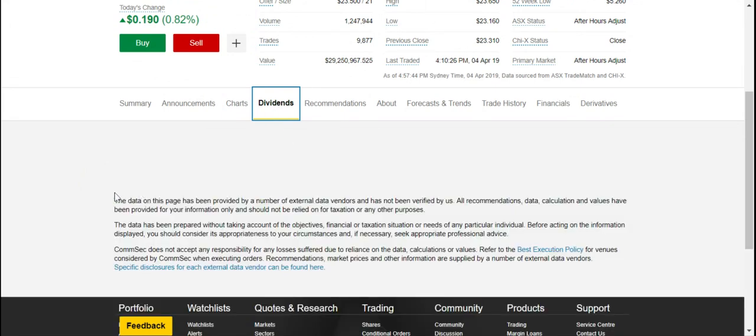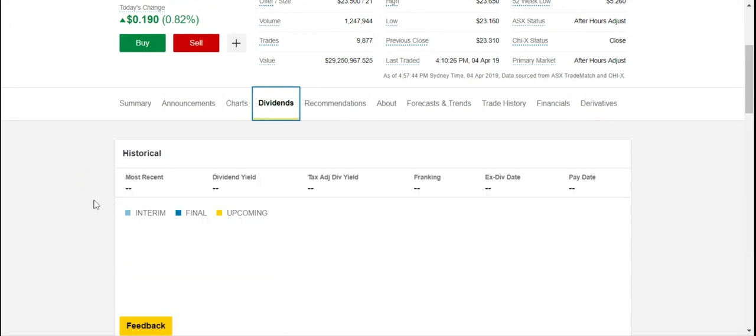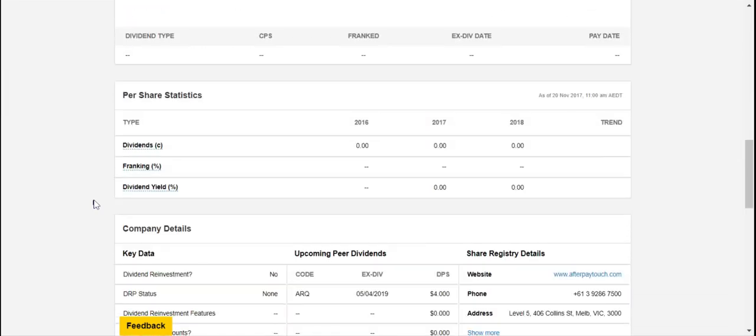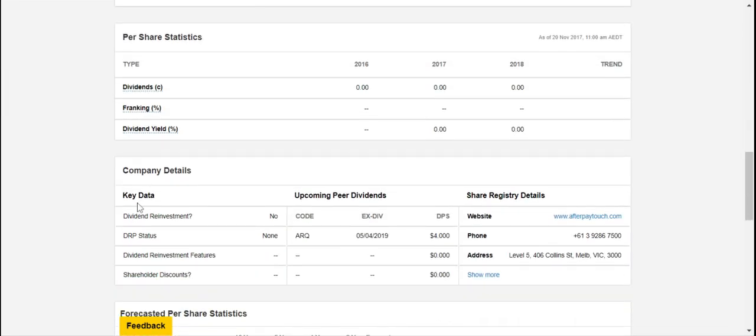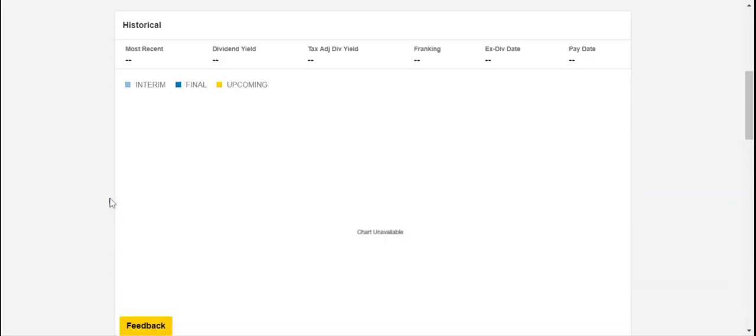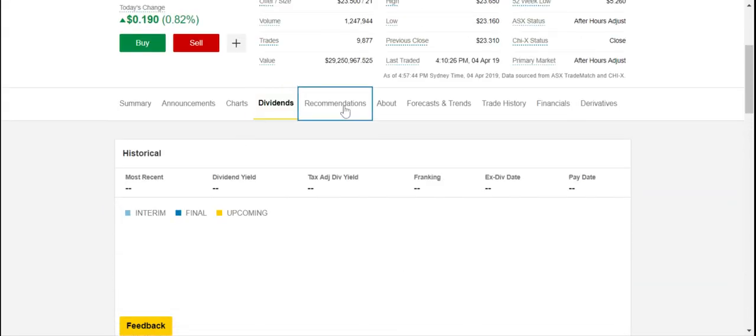Dividends. If you're looking for income, you might like to look at dividends. Afterpay, of course, I don't think has any, but again, dividends isn't something that I look at. I tend to go for my growth out of my increase in the share price.